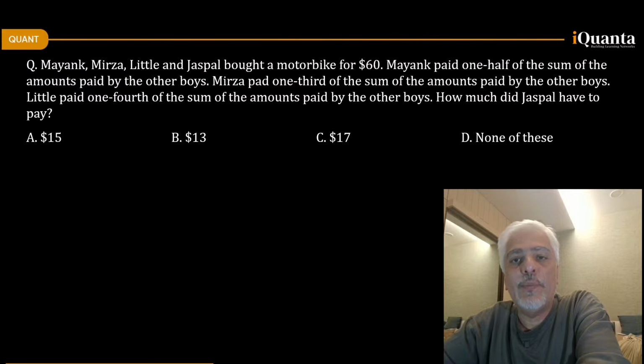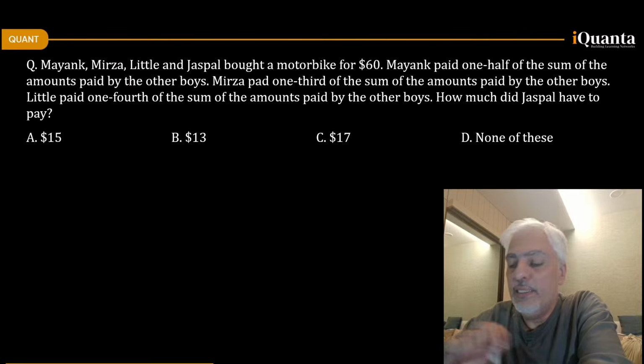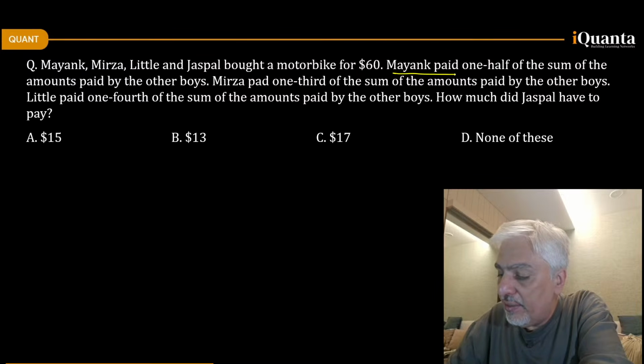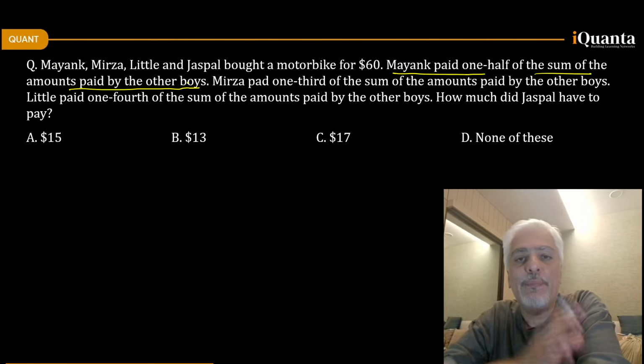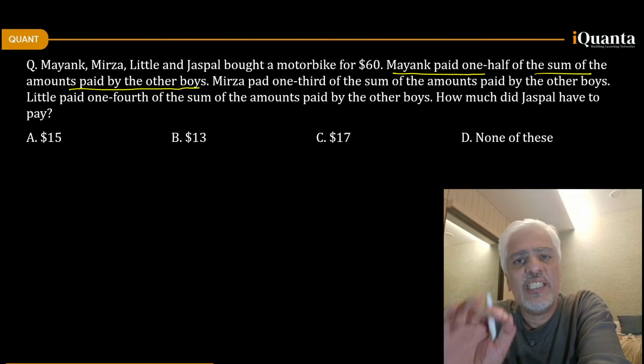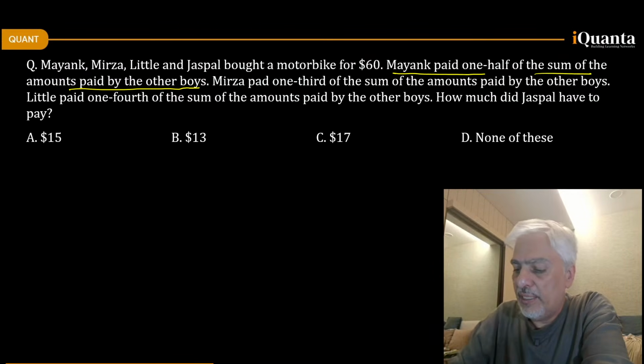Okay, let's read this part very carefully. They all bought a motorcycle together for 60. I'll come to that part later. Mayank paid one half of the sum of the amounts paid by the other boys. Now, what does this mean? Pay attention. एक जन के लिए अच्छे से काम करेंगे and then we will just replicate it for the others.